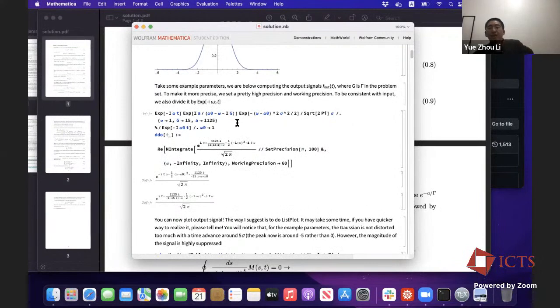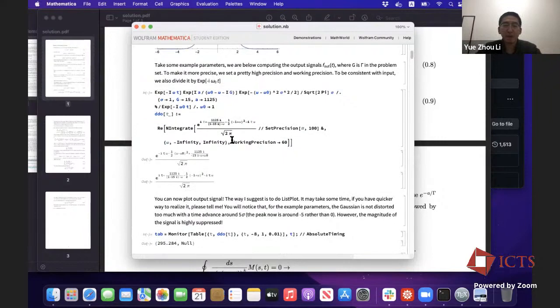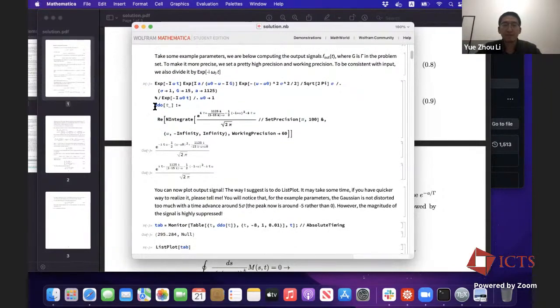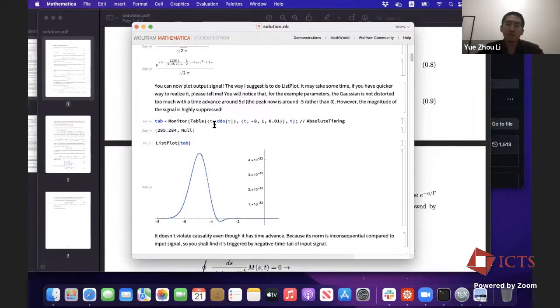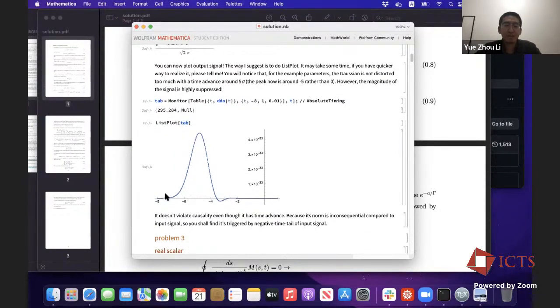For simplicity, I choose a pretty high precision to make sure everything is okay. And so I can make this function and I can also plot it. I choose to use ListPlot just to make sure it won't have bad behavior, because if you directly do Plot, sometimes it's not very nice in Mathematica. So we see, this is the output signal.